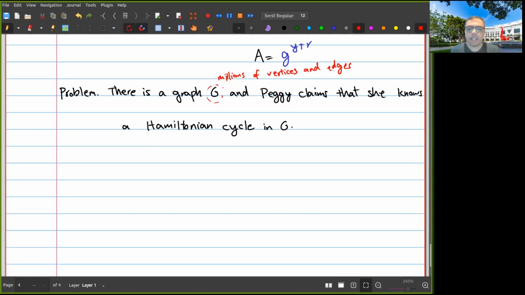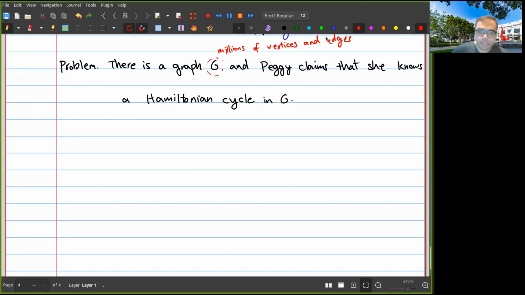So Peggy is claiming that she knows a Hamiltonian cycle, and she wants to prove to Victor that she knows a Hamiltonian cycle. But again, we want to give a zero-knowledge proof. So we want to make sure that Victor cannot find any extra information, that he can only figure out that Peggy knows the Hamiltonian cycle, but he shouldn't get any extra information. He shouldn't know what the Hamiltonian cycle is, but that's just a very specific type of information. We want to make sure that Victor doesn't get any extra information of any type, okay?